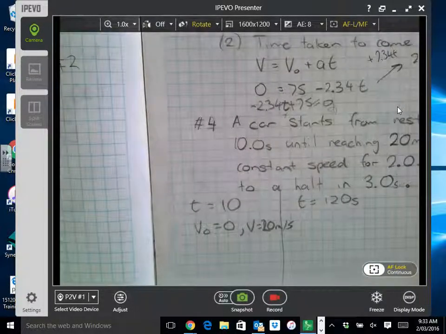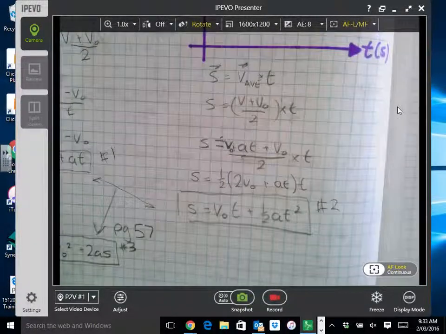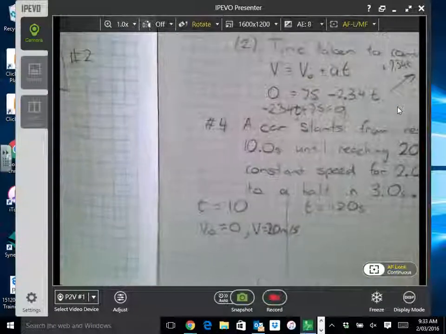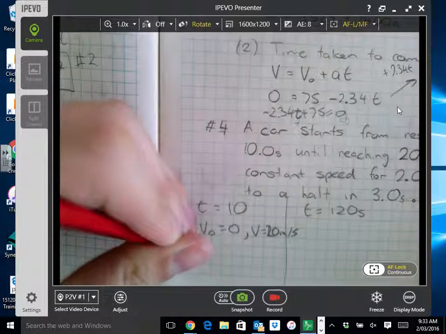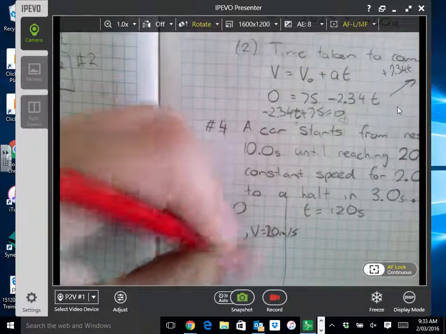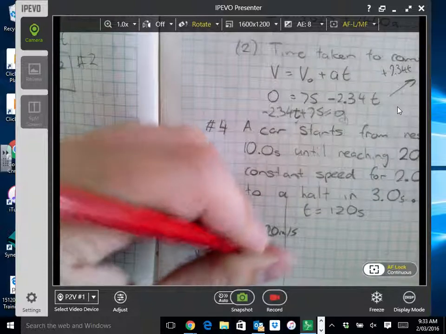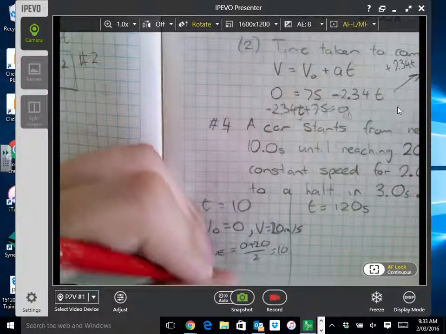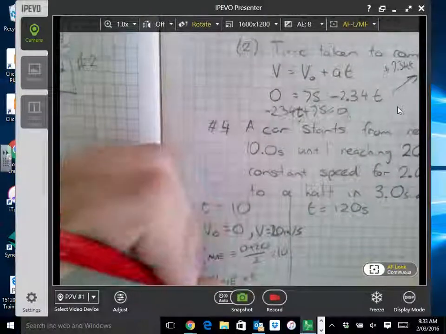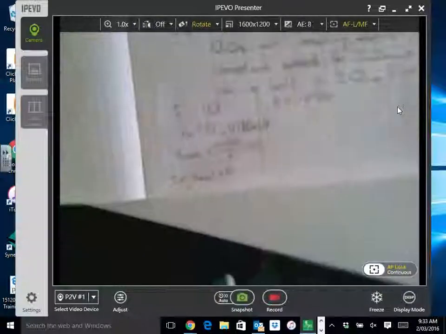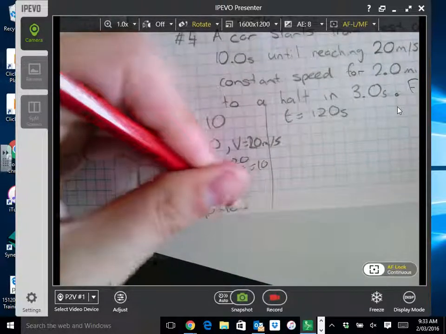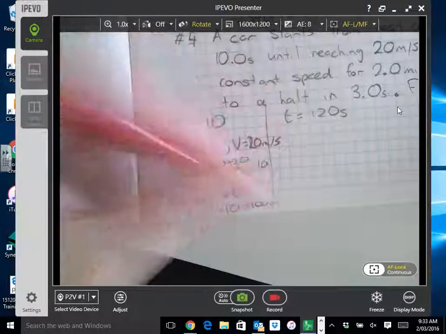What they've actually done is they've just used the distance formula like I did over here. So they've used the average velocity, and I'll do that in parts. I'm just going to work out the average velocity. 0 plus 20 on 2 equals 10, and then distance equals average velocity times time. 10 times 10 is 100 meters. Yep, that's correct.